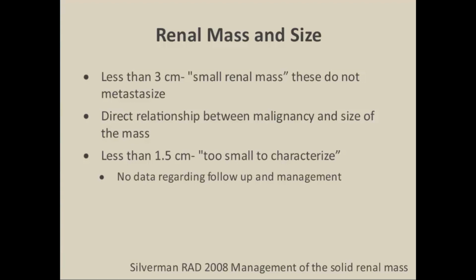Now, interestingly, we have come up with this concept that it's very difficult below 1.5 to actually characterize the mass. But I would tell you that if you took the majority of these and called them a cyst, you'd be right probably 95% of the time. And below 1 cm, almost all the time. But there's no data really regarding this.